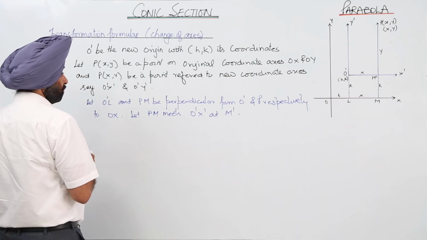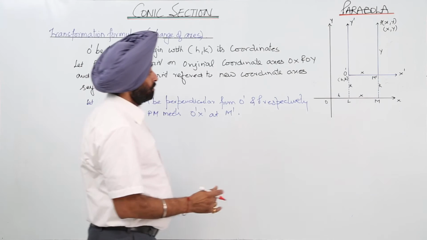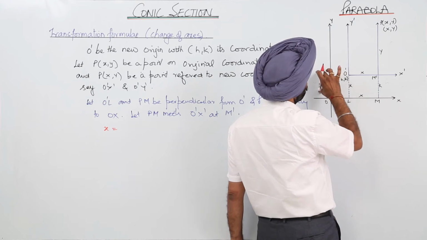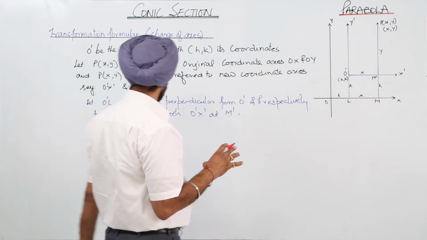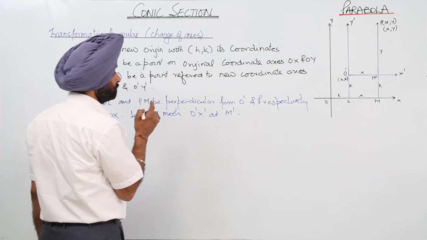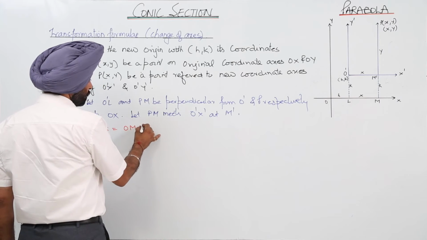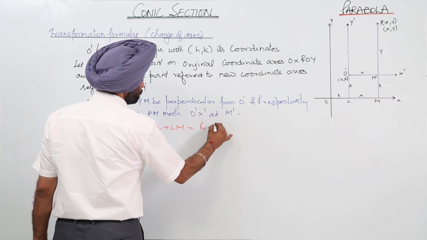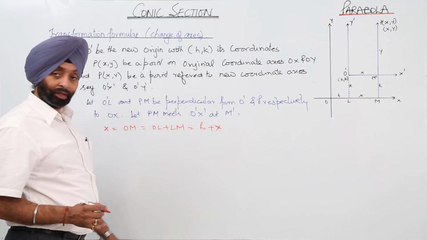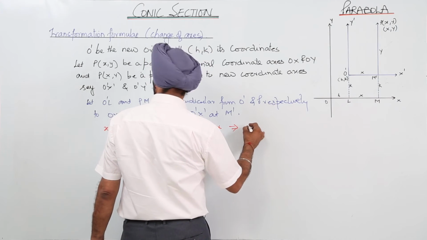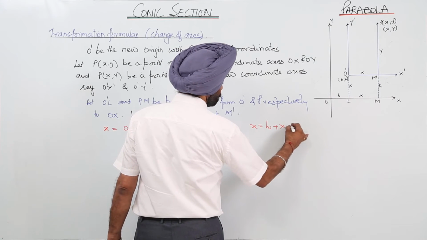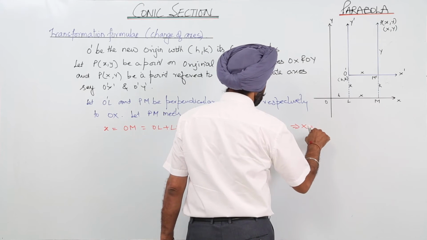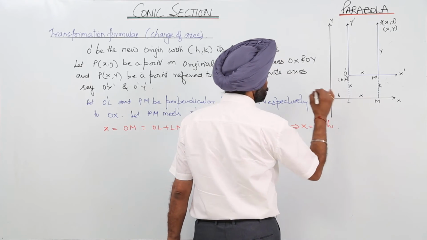Now what are we having? Small x is OM, from O to M. So x is equal to OM, which further can be written as OL plus LM, and this can be written as h plus X, since LM is capital X. From here we get x is equal to h plus X, and capital X is equal to x minus h.